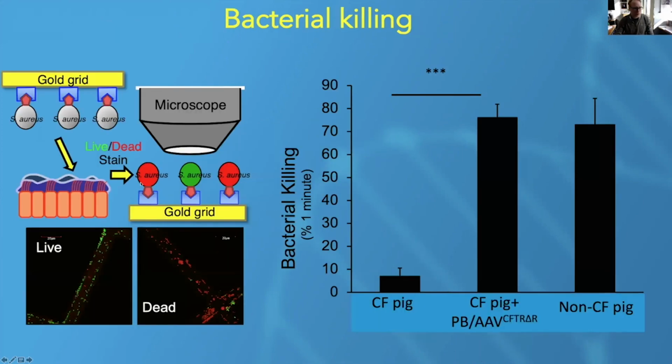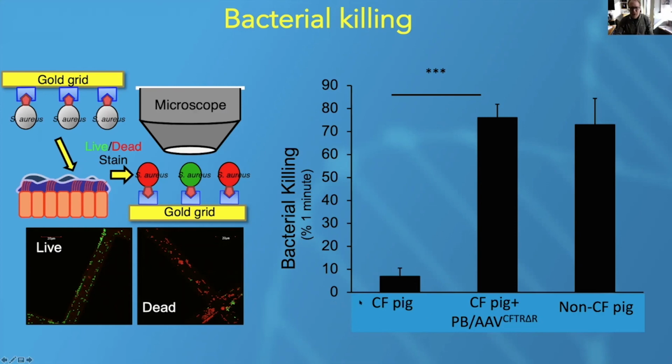We looked at bacterial killing. So briefly, you coat a gold grid with bacteria, and again, just as with the pH measurement, you open up a tracheal window in an anesthetized animal, you apply the grid directly to the ASL, and you wait 1 to 5 minutes. You take it off, you stain the bacteria with live/dead markers, so the live bacteria are green, the dead ones are red, and you just count the percentage of live cells.